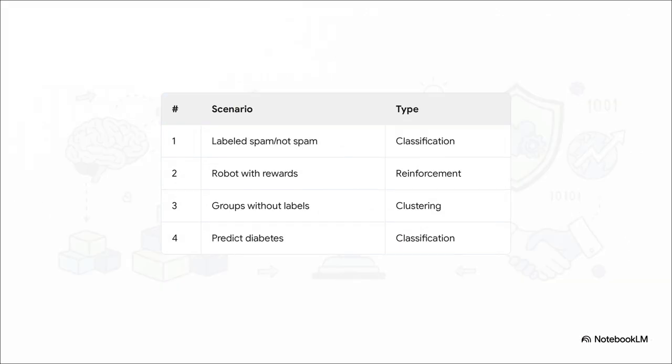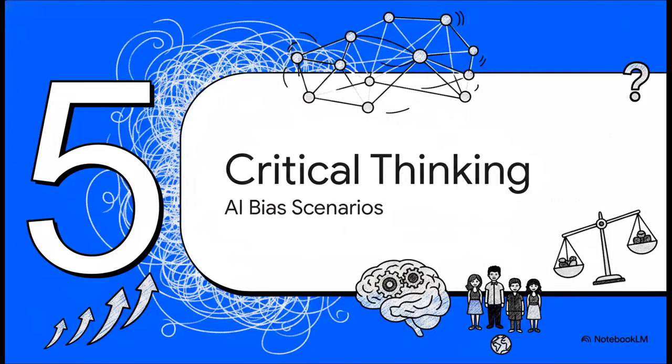Now, what's really interesting about this slide is how the context clues give the exact answer away. Scenario 1 has explicit labels for categories, so it's classification. Scenario 2 uses rewards and penalties, making it definitively reinforcement learning. Scenario 3 specifically notes there are no labels given and it groups songs. That grouping behavior is clustering. Finally, Scenario 4 uses labeled data to predict a yes or no category of diabetic or not, so it is also classification. Finally, Section 5, Critical Thinking.